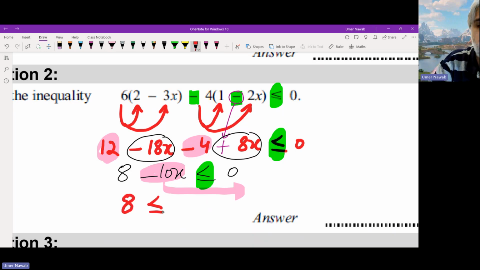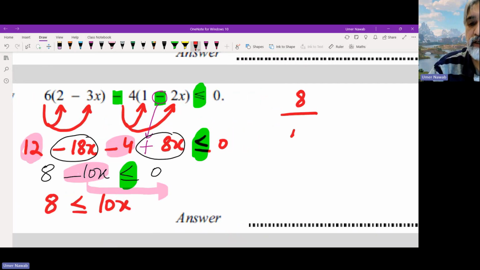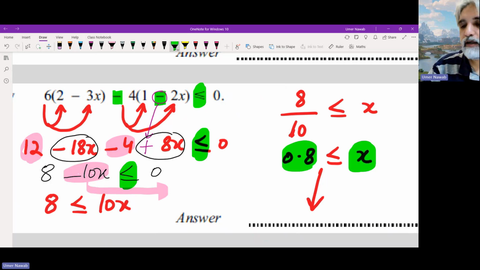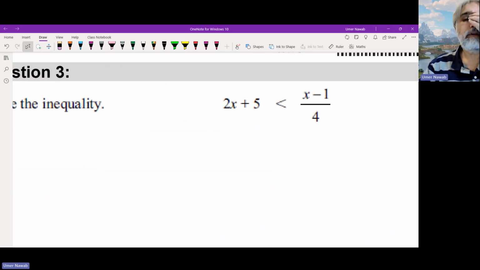8 will stay there, and minus 10x goes to the right, and it becomes 10x. Now 8 divided by 10 less than or equal to x, or 0.8 is less than or equal to x. And that's the final answer. You can write it, x is greater than or equal to 0.8, or 0.8 is less than or equal to x.